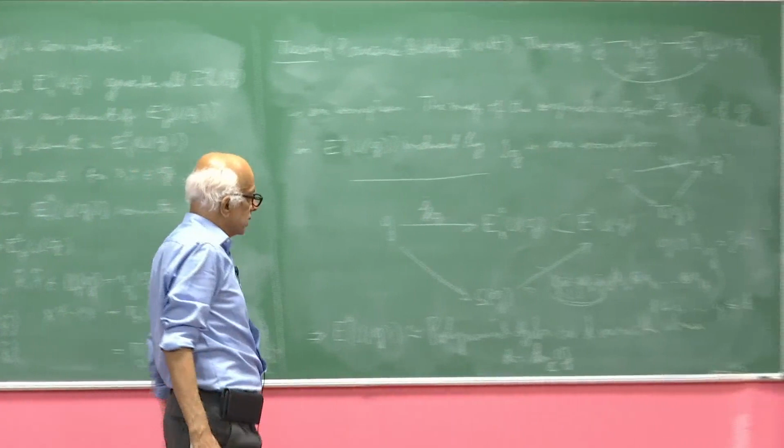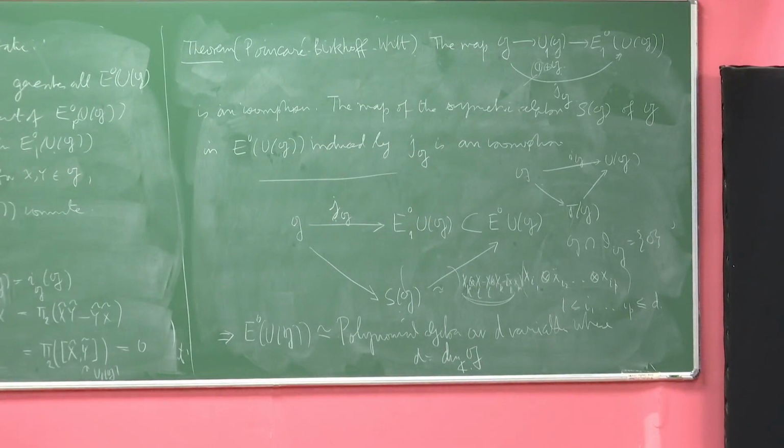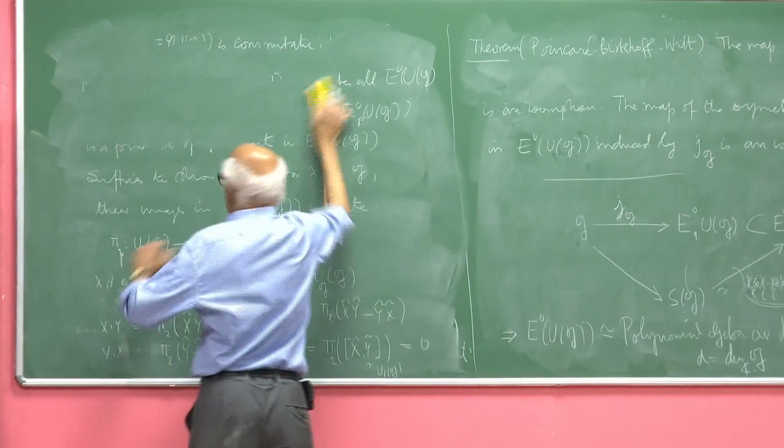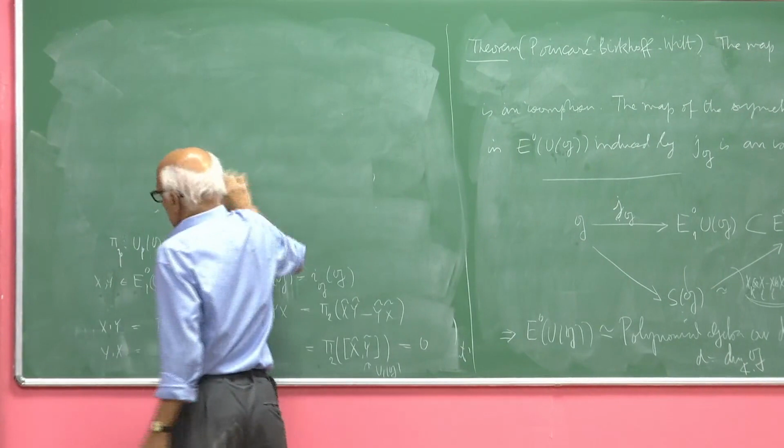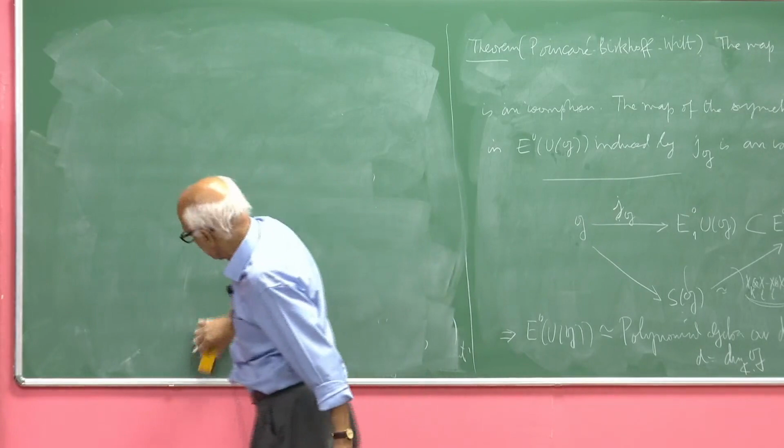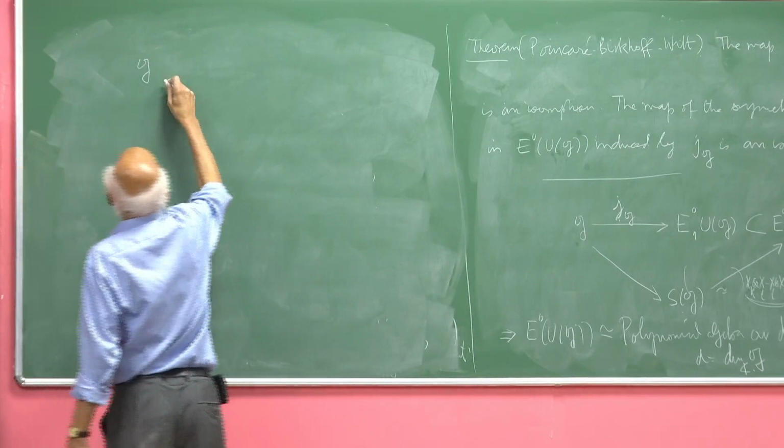So, once you prove it is injective, to prove the Poincare-Birkhoff-Witt theorem itself, which is the second part, so to speak, there is a nice trick involved, which is the following. You have the Lie algebra G, and you can embed it diagonally in G cross G.